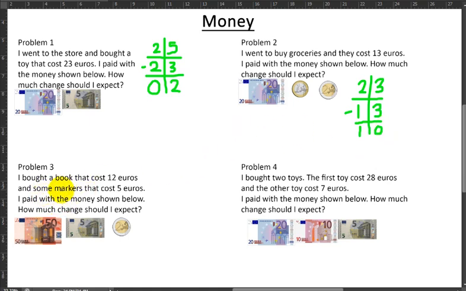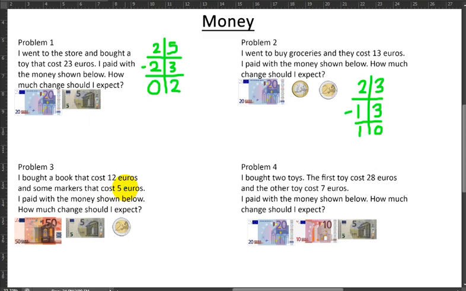Next one. I bought a book that cost 12 euros and some markers that cost 5 euros. I paid with the money shown below. How much change should I expect? Okay, here there's something different going on. Why? Because I bought two things. I bought a book and I bought some markers. The book cost 12 and the markers cost 5.